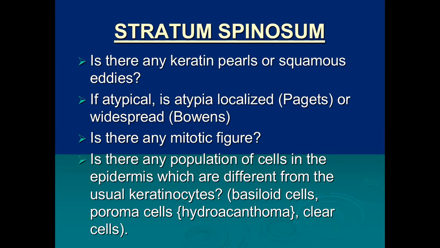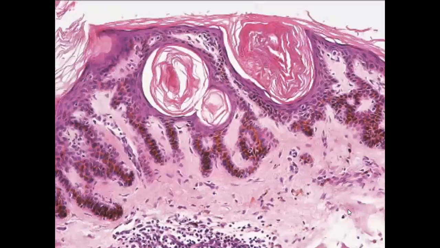Now we are talking about the basaloid cells or poroma cells or clear cells. We have mentioned a clear cell pathology, that is clear cell acanthoma, but now we are going to discuss other conditions as well. This image shows hyperkeratosis, follicular plugging, and a few keratin pearls within the epidermis. In addition, the keratinocytes in the epidermis are rather thick and basaloid and have a lot of pigmentation as well. So this is a pigmented seborrheic keratosis.